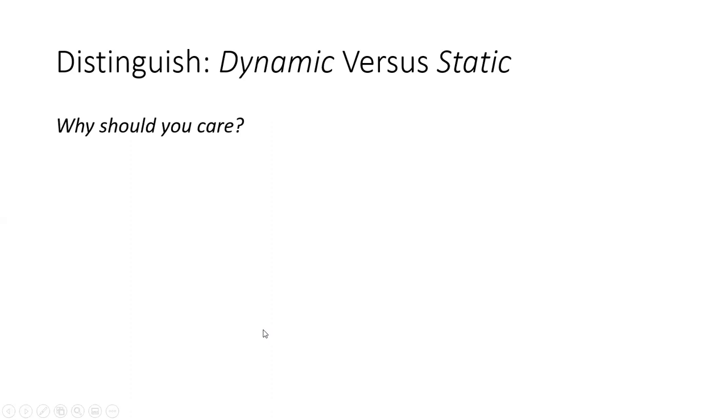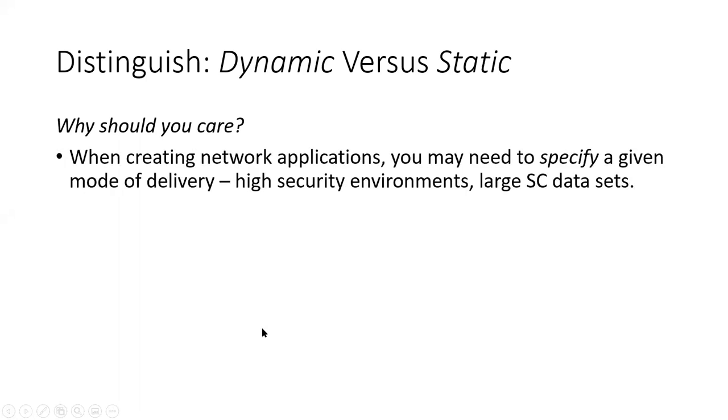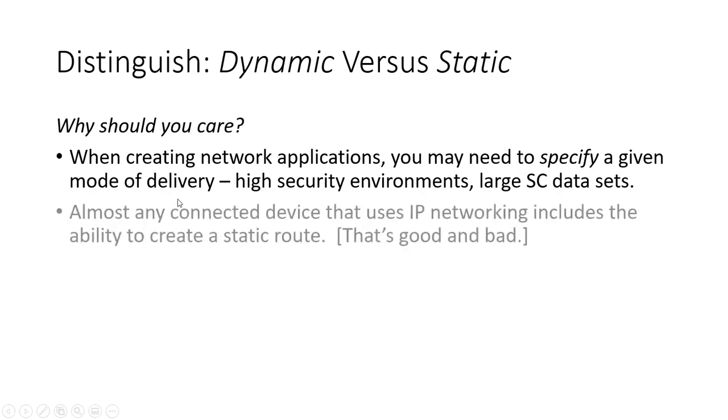Why should you care? I want to take a moment to talk to you as computer science students. You develop network applications. You may get hired by a company like Cisco or Netgear or Linksys or VIA. You may create network specific applications, or you may create applications that have to account for network delivery. In some cases where you have high security environments or large supercomputing data sets, you may need to specify a given mode of delivery, right?